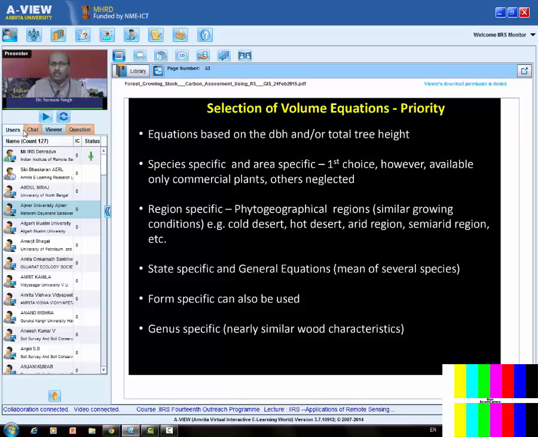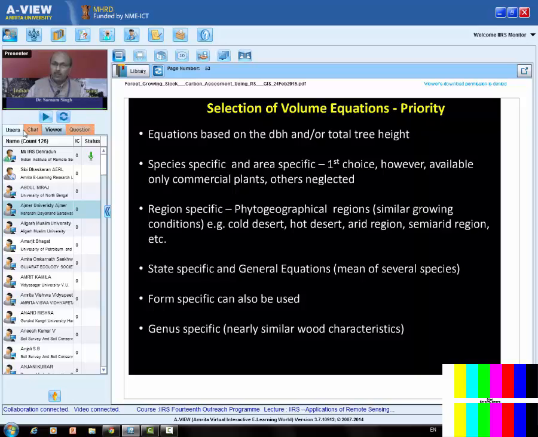Now we have the measurements, the next important thing is to estimate the volume, that is the wood volume, which is the main objective. Therefore, we need to choose the volume equations. For different species, volume equations have been generated by the Forest Department, the Forest Survey of India, the Forest Research Institute, as well as research institutions or universities. We have to search the literature, but many of them are compiled in the report published by the Forest Survey of India.